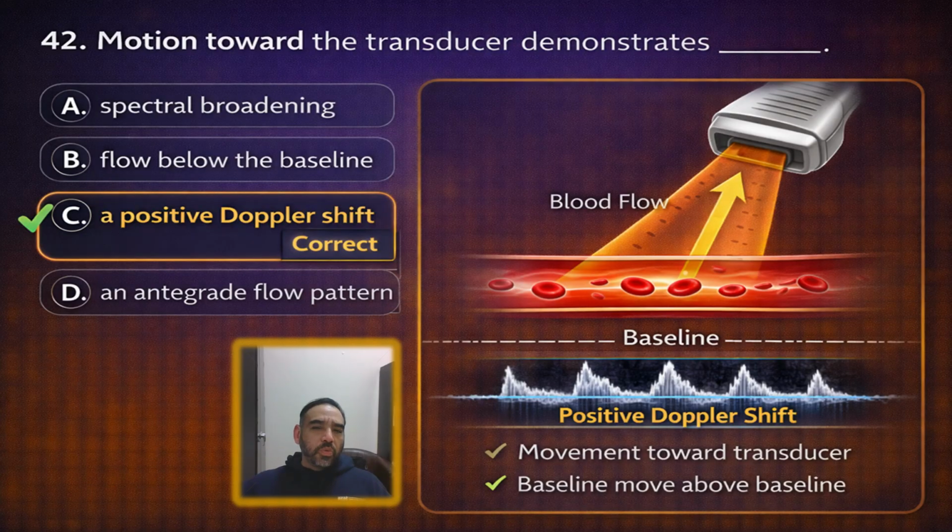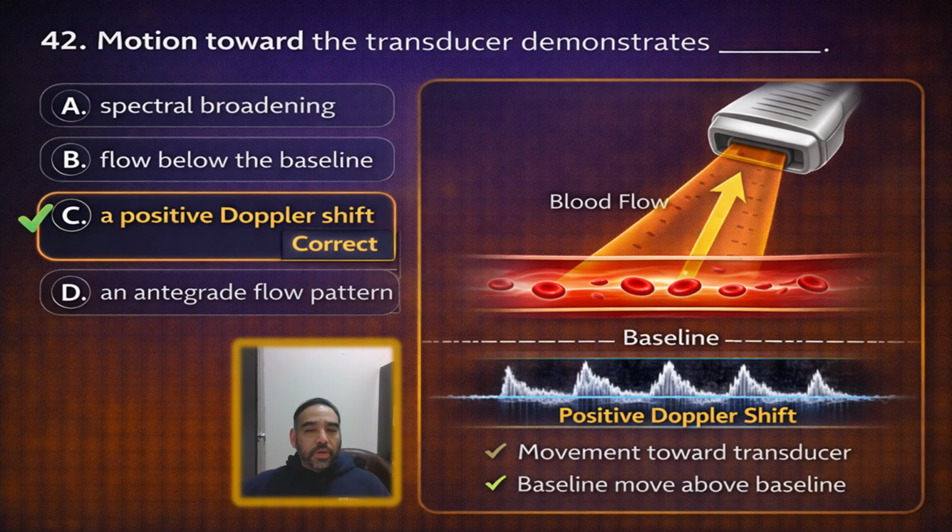Let's continue with the next question. The question says, motion toward the transducer demonstrates what? A says spectral broadening, B is flow below the baseline, C is a positive Doppler shift, and D is an antigrade flow pattern. Of course, the answer is highlighted for you there. It's the positive Doppler shift, which is C. Again, my apologies for leaving that highlighted.